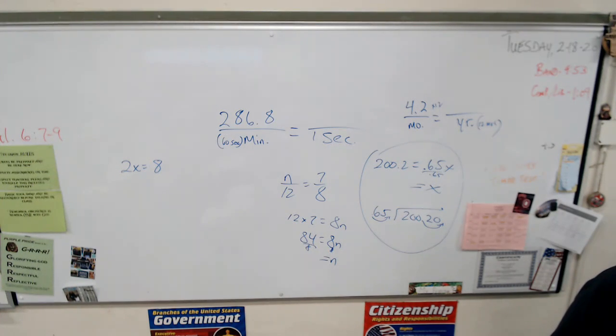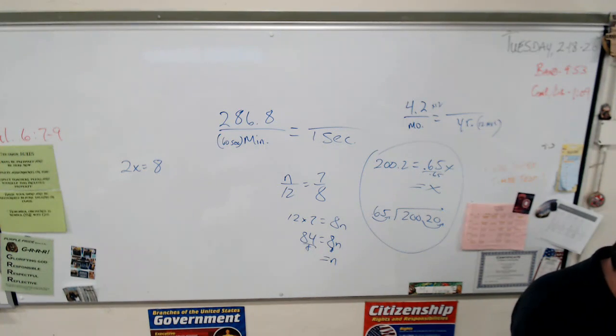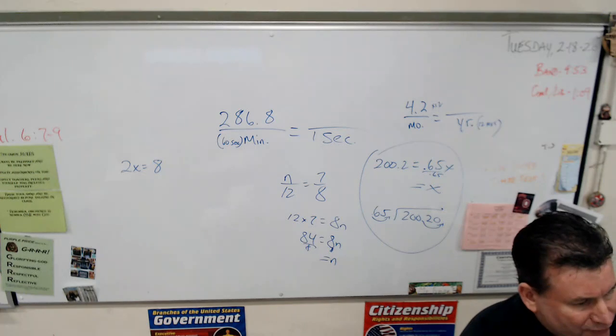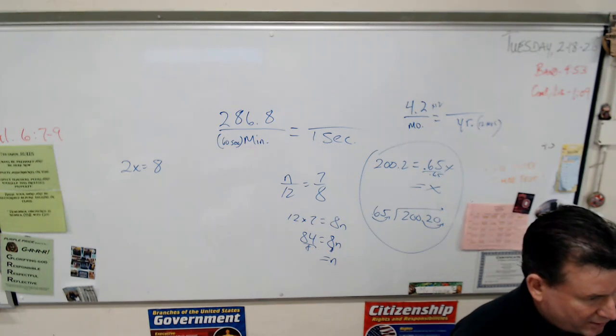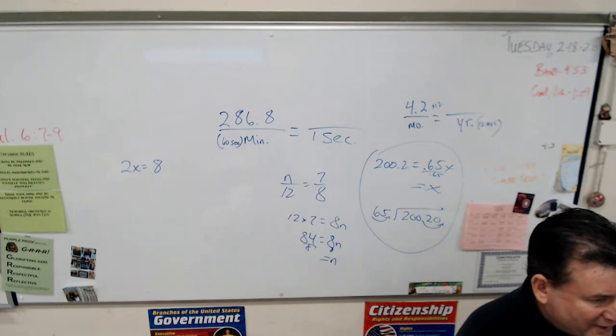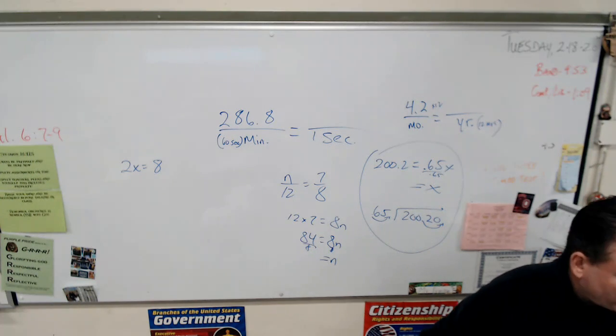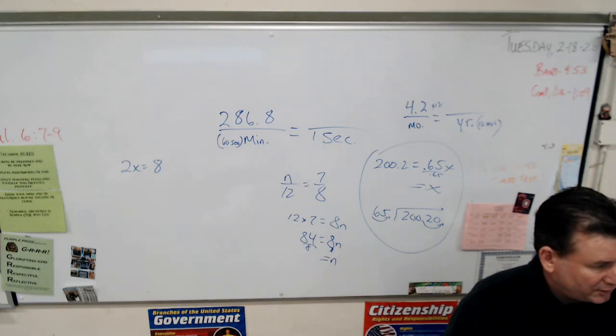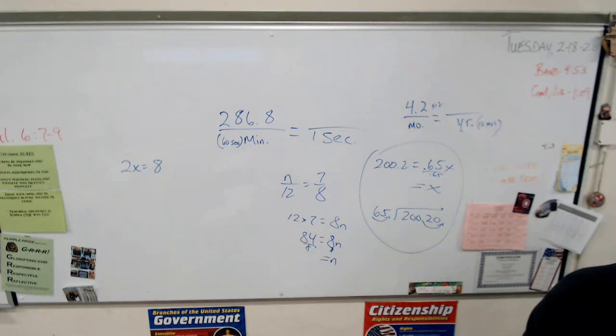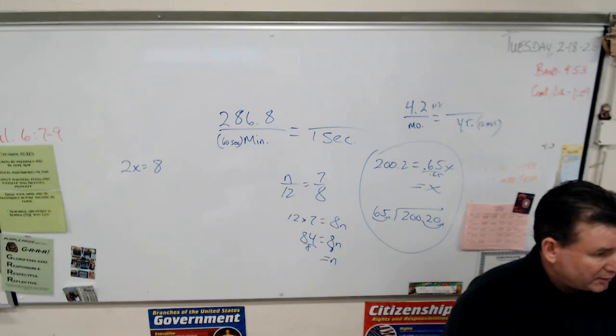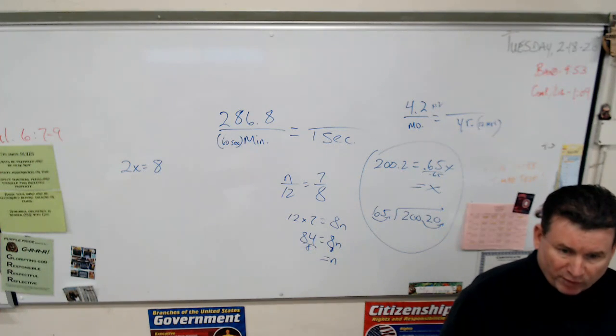Number 17. 1.7 is what percent of 340? Okay, this one's a little different. 1.7 is what percent of 340? 1.7 is what part of 340? Listen to me. 1.7 is what part of 340? If I was to translate, I would put 1.7 over 340, which means 1.7 divided by 340.